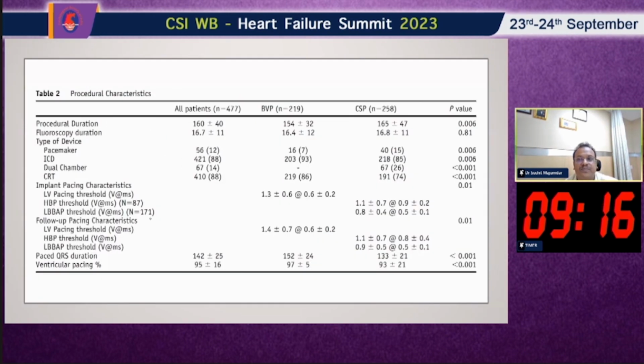Next slide. So the procedural duration, if you can see, the CSP had a significantly higher procedural duration, but if you see the fluoroscopy duration, both were comparable. And threshold and all these things were comparable, and the paced QRS duration was significantly lower in the CSP group than in the biventricular pacing group. Next slide.